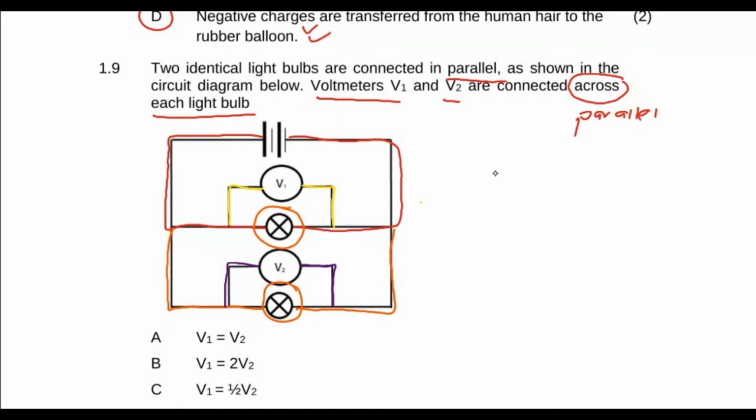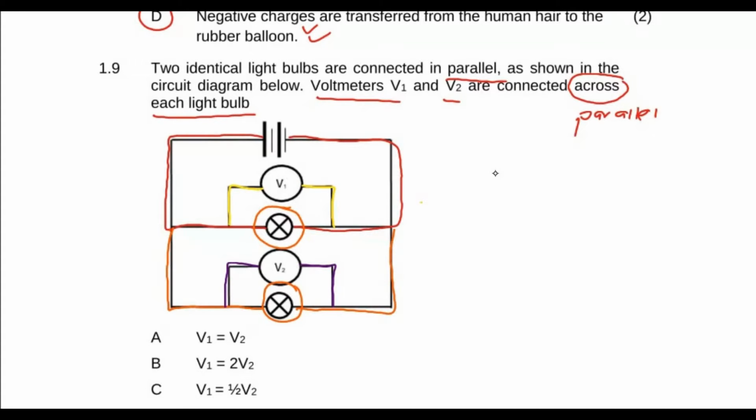So we're trying to find the potential difference for this light bulb using voltmeter V1, and we're also trying to find the potential difference in this light bulb using voltmeter V2. That's what we're trying to determine, right?